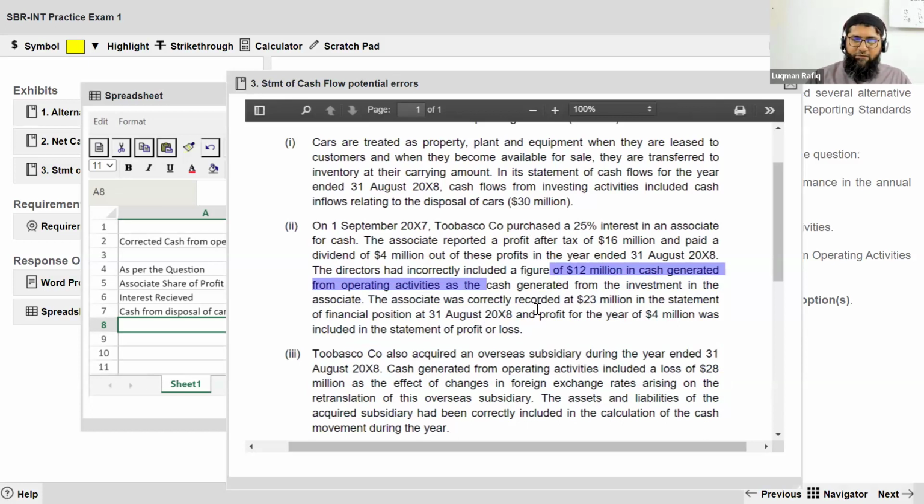In the statement of financial position, and the profit for the year of 4 million was included in the statement of profit or loss. So what actually happens is that they included a figure of 12 million in cash generated as the cash generated from investment. The associate was correctly recorded at 23 million in the statement of financial position, and the profit was included in the statement of profit or loss. So the associate's profit which is included, we also need to remove the associate's profit, because that's not a cash flow.